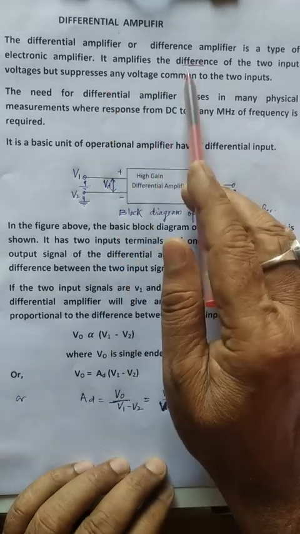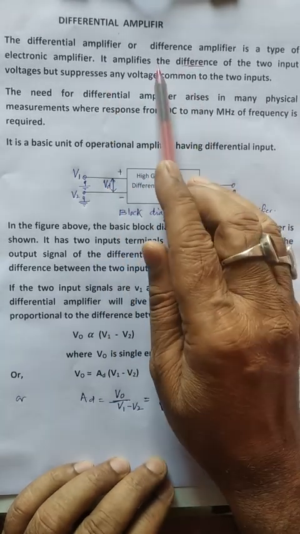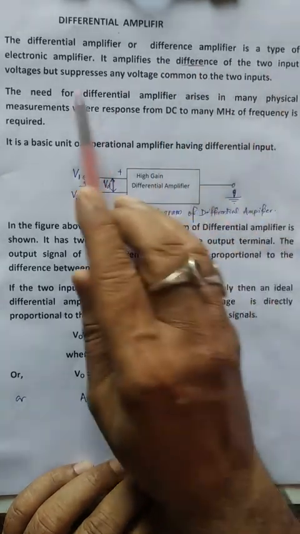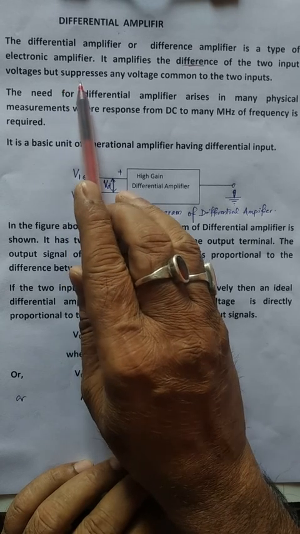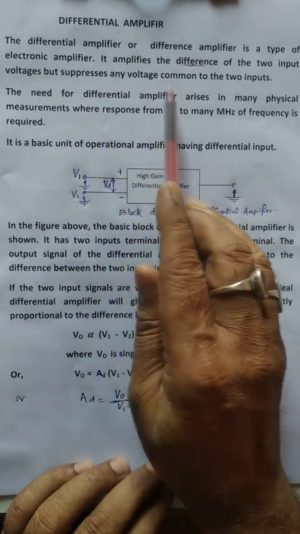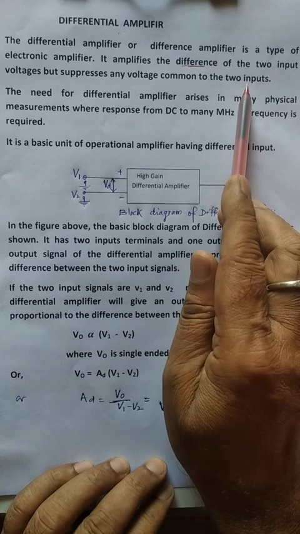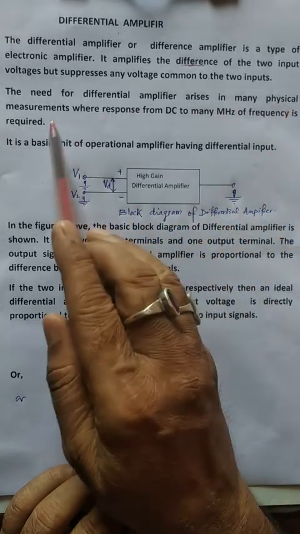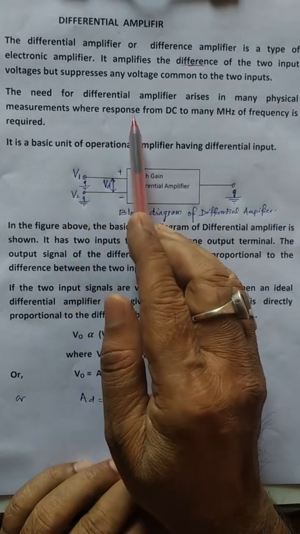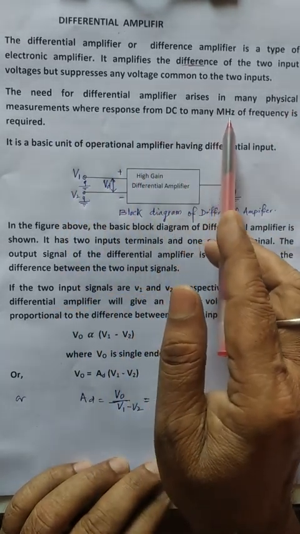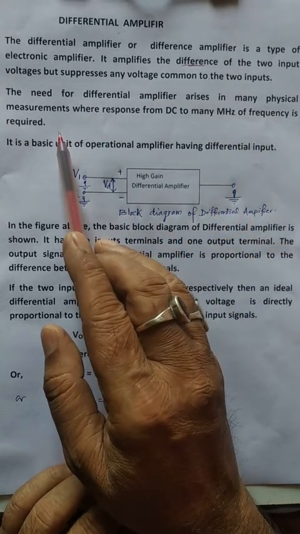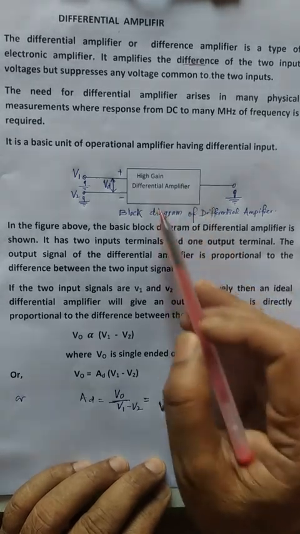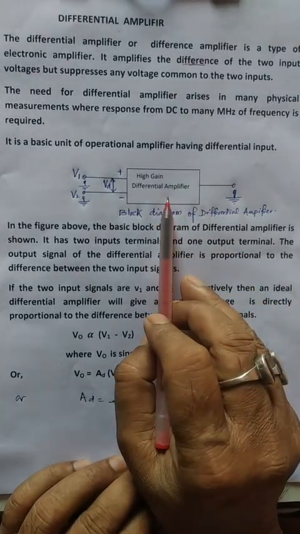It acts as an amplifying device. It amplifies the difference of two input voltages. Along with it, it rejects any voltage common to the two inputs. The need for differential amplifier arises in many physical measurements where response from DC to many megahertz of frequency is required. Let us now see the basic block diagram of differential amplifier.